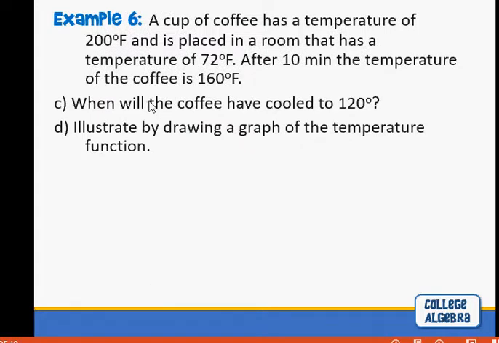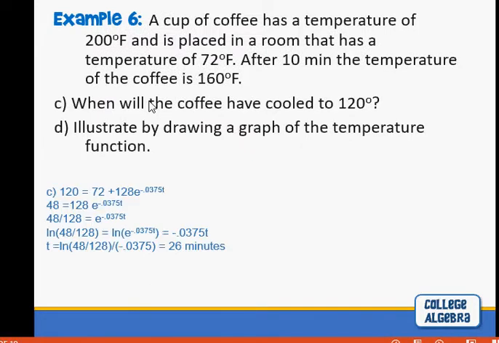Part C, when will it be 120 degrees? Well, you can solve the equation. You plug in the 120 for the output and solve for t. Again, very similar to how we found k. Subtract 72 from both sides, divide by 128, take natural log, which will wipe out the e.